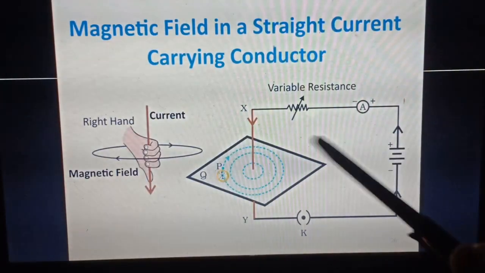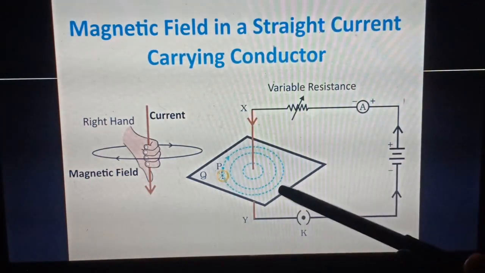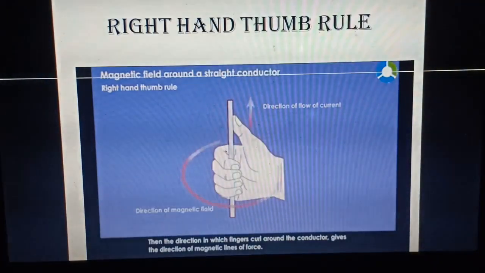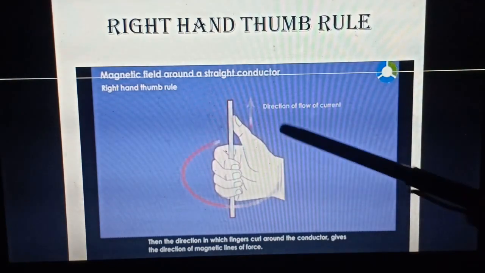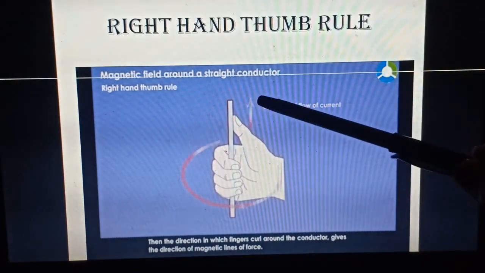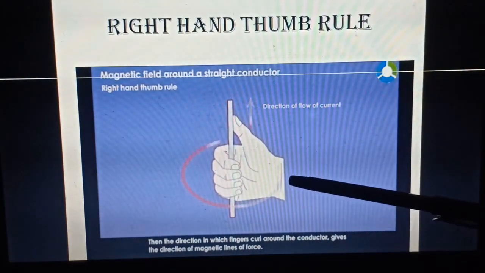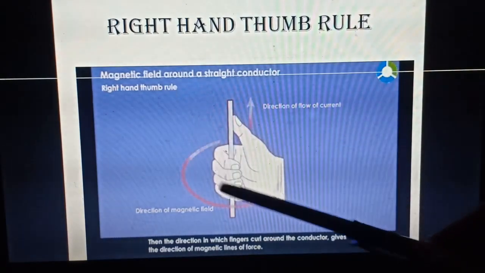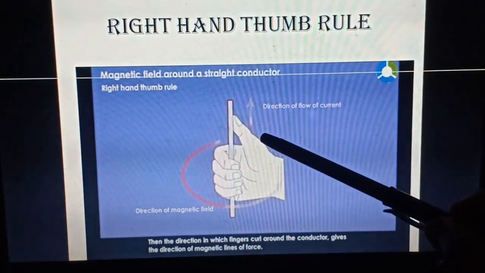The rule for finding the direction of the magnetic field was given by Fleming, which is something like this. The magnetic field around a straight conductor follows the right hand thumb rule. This arrow shows the flow of current in the straight conductor, and this is the direction of the magnetic field. It means if current is flowing in this direction, the curled fingers of your hand will give the direction of the magnetic field, provided that the thumb points in the direction of the flow of current.